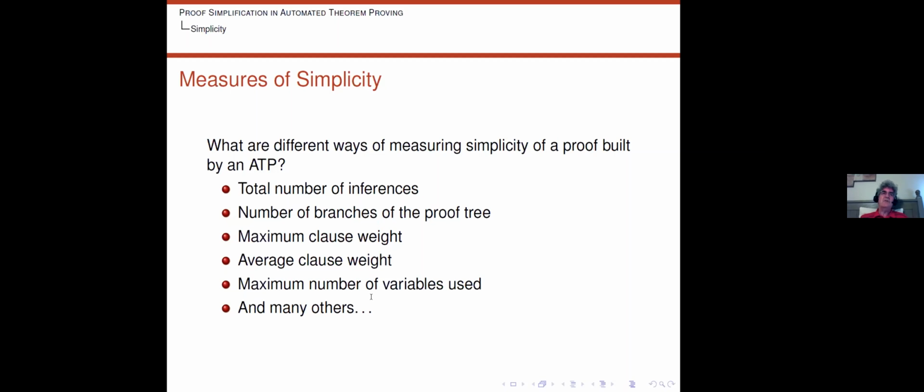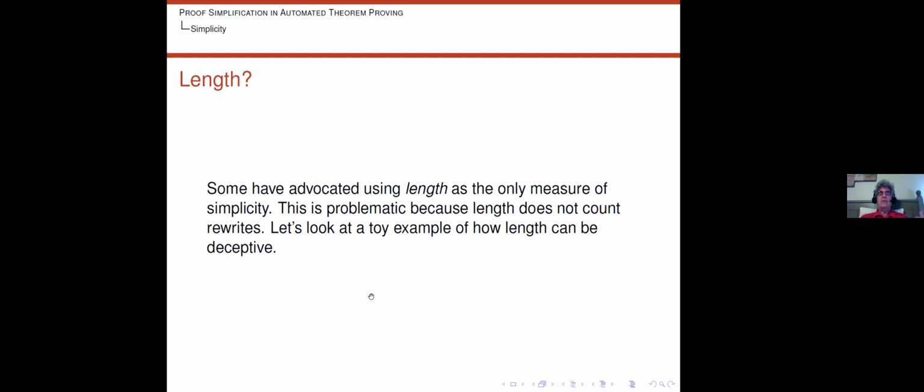And there's no reason to assume that simplicity in one context is the same as simplicity in another context. So it could depend very much on the problem at hand. If you look at the literature on proof simplification, and I'm guilty of this as well, many have advocated using length as the only interesting measure of simplicity. But that's a problem, because proof length does not count rewrites. Just to finish up, let me show you a toy example of how deceptive this can actually be.